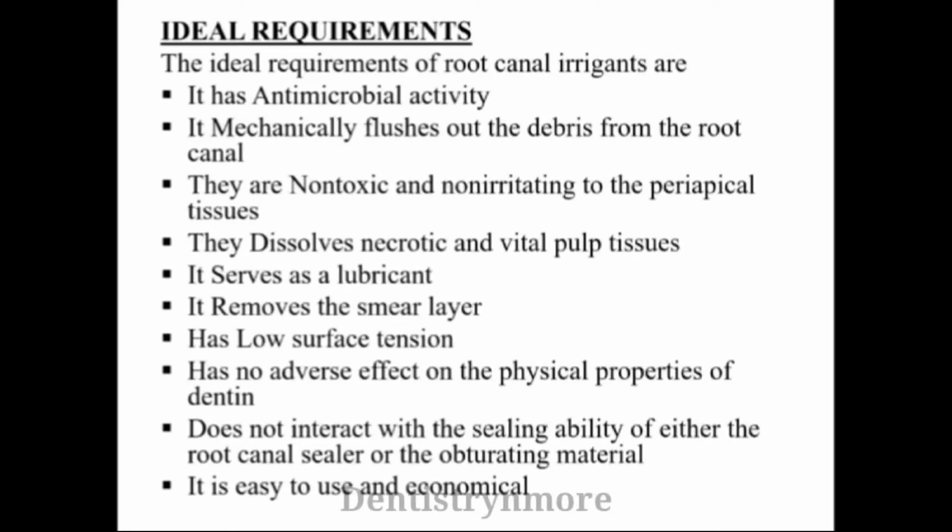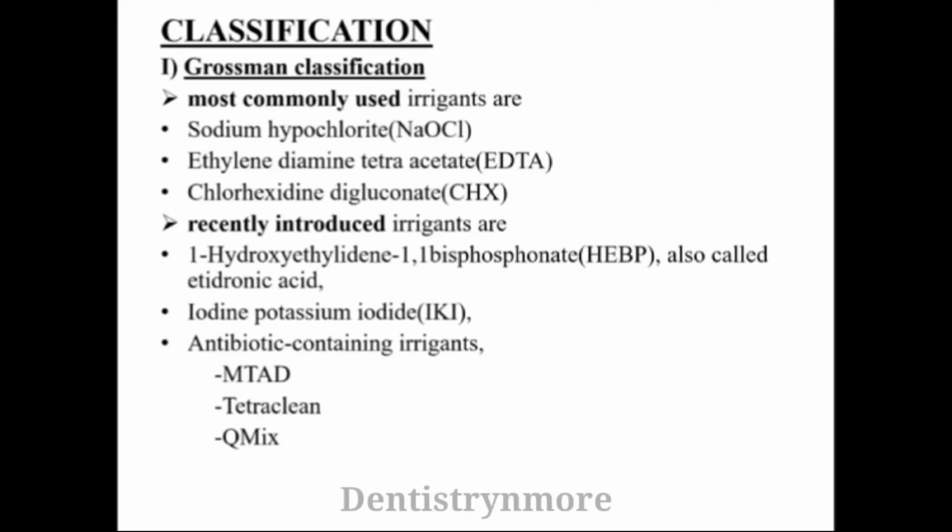First one is ideal requirements of irrigants, and you can read or give any of these. It has an antimicrobial activity and it mechanically flushes out the debris from the root canal. Here there are 8 or 9 requirements, so this must be thorough. Next one is classification, Grossman classification. The most commonly used irrigants are sodium hypochlorite, EDTA, and chlorhexidine digluconate, and the recently introduced are HEBP, potassium iodide, and the antibiotic containing irrigants.